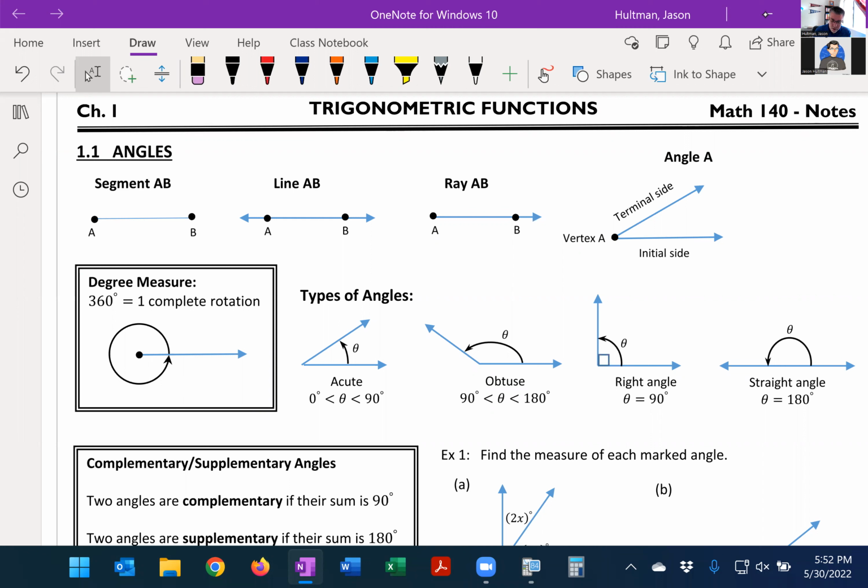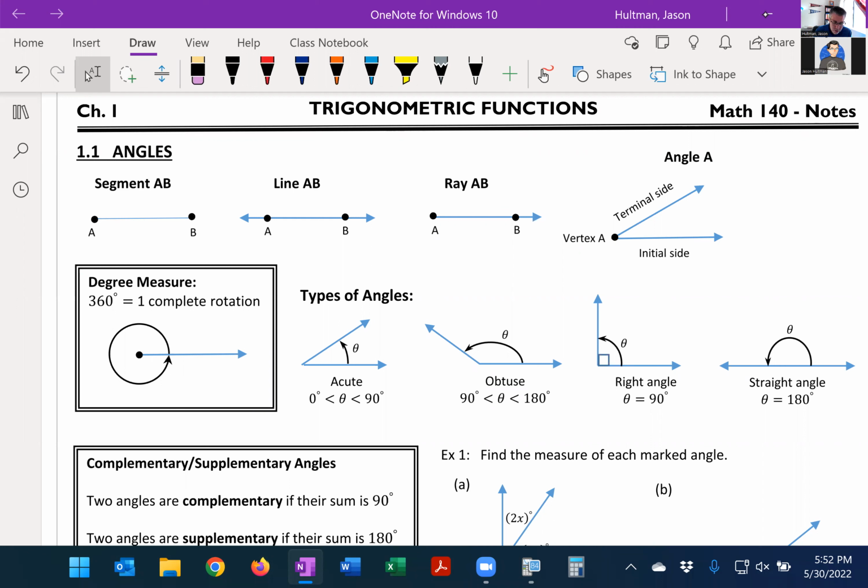Okay, hello class. Welcome to trigonometry. I'm going to go over a few topics and problems. We'll start off with section 1.1. In section 1.1 we have angles, and we want to talk about angles and their properties.